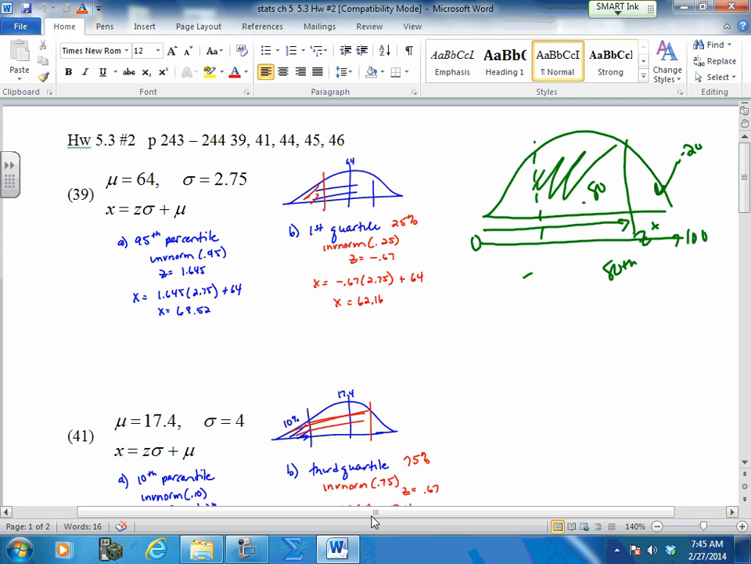So we had a scenario where we're looking for the 95th percentile. Do your inverse norm, find your z-score for your 95th percentile, plug it in, and come up with your z-score, your x value. Plug your z-score into here, and use your formula.